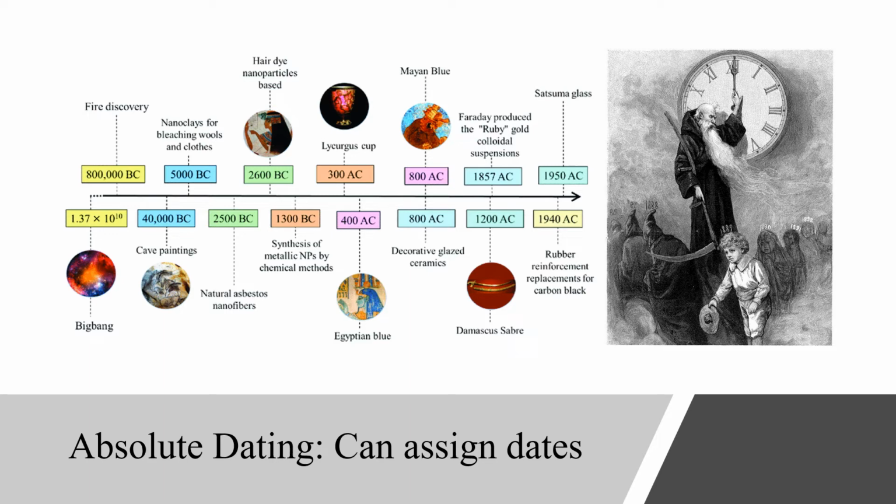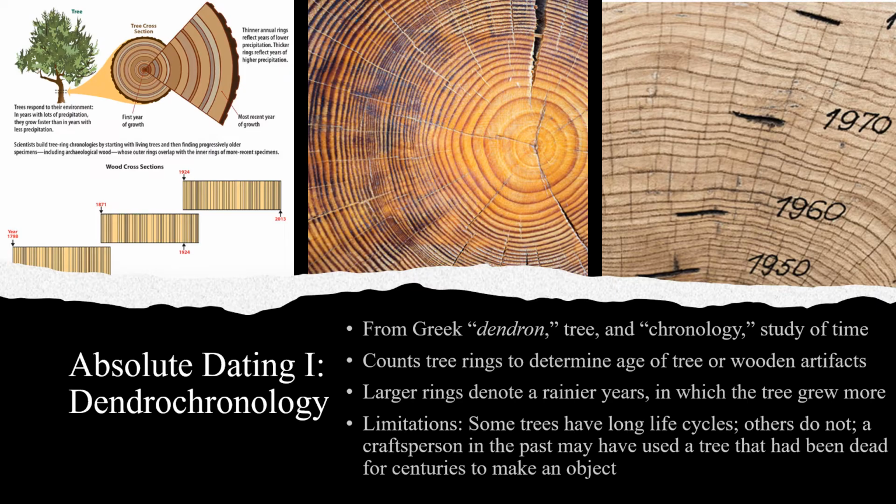Now we'll talk a little bit about absolute dating. With absolute dating, archaeologists can assign dates to the artifacts they find. But as was the case with relative dating, there are limits to the absolute dating methods that archaeologists use. The first absolute dating method we'll discuss is called dendrochronology. Dendrochronology gets its name from the Greek word dendron, meaning tree, and chronology, meaning study of time.